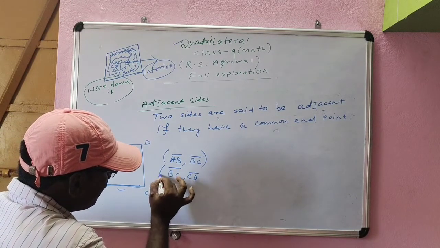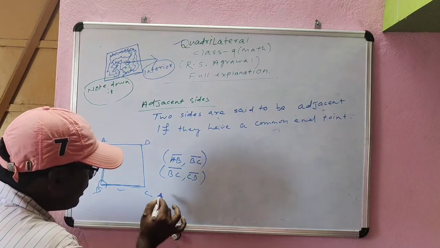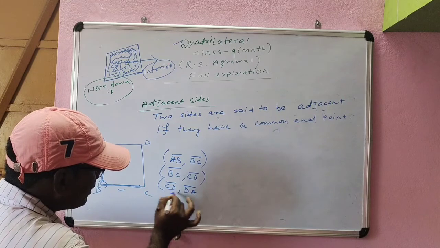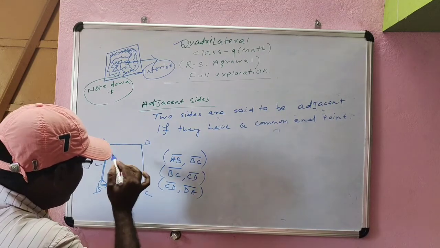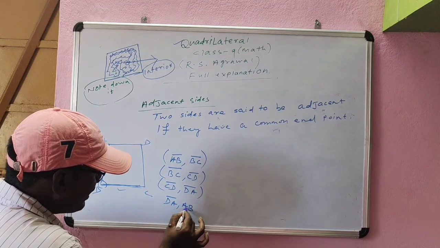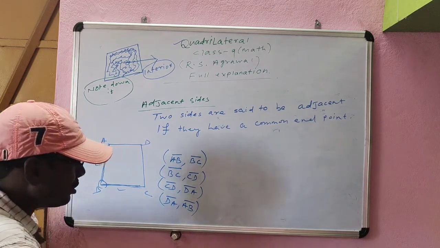It is the second pair of adjacent sides. CD and DA, it is the third pair of adjacent sides. And DA and AB, it is the fourth pair of adjacent sides.